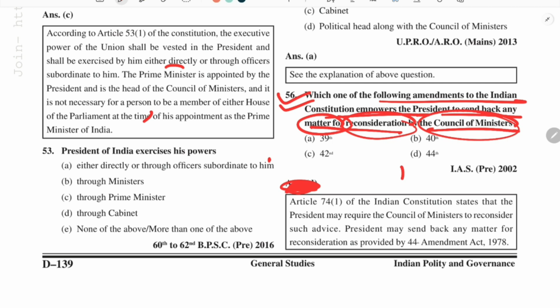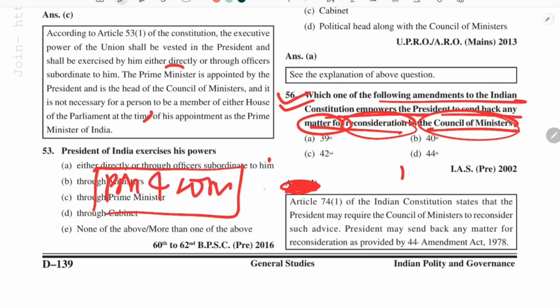So this question is basically asking whether the advice given by the PM and his Council of Ministers to the President can be sent back by the President for reconsideration or not.